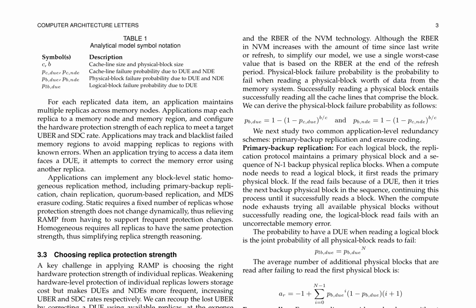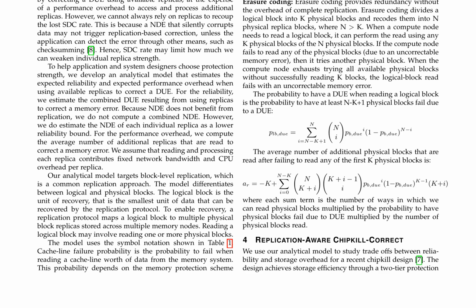The primary backup replication scheme maintains a primary physical block and a sequence of N-1 backup physical replica blocks, with the probability of a DUE calculated as the joint probability of all physical block reads failing. Erasure coding divides a logical block into k physical blocks and recodes them into n physical replica blocks, where n is greater than k, with the probability of a DUE as the probability of having at least n-k+1 physical blocks failed due to a DUE.